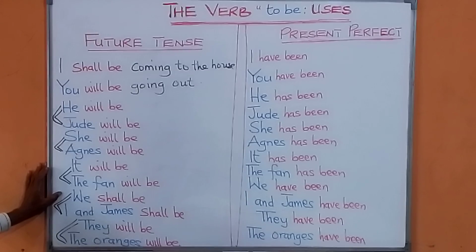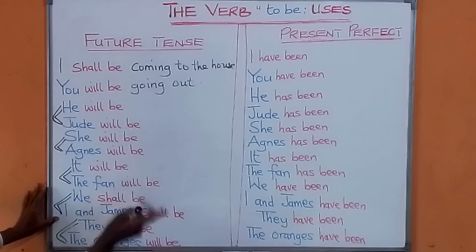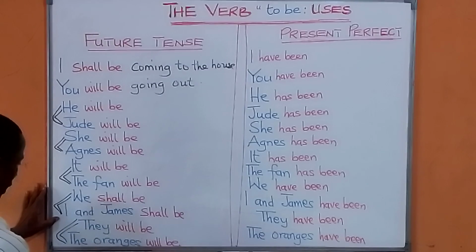We, including myself there, we shall be, or I and James shall be. They are not included. They will be. You are not included if you are the one speaking. They will be. The oranges will be.